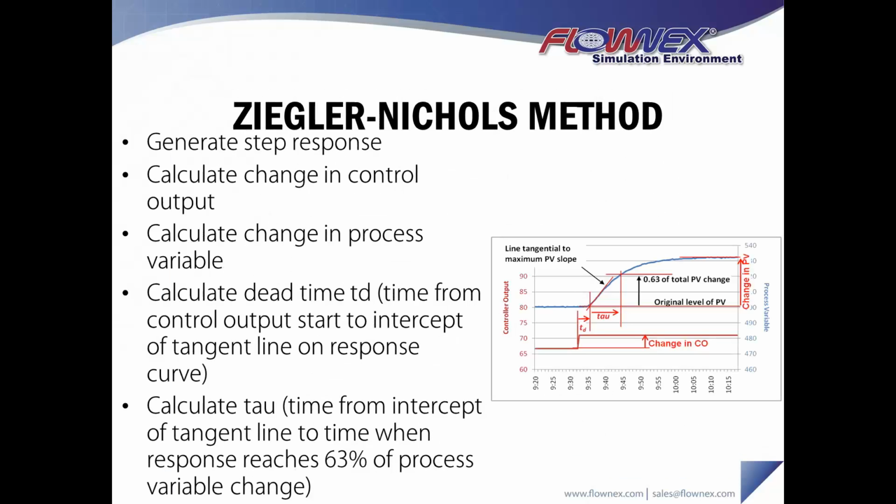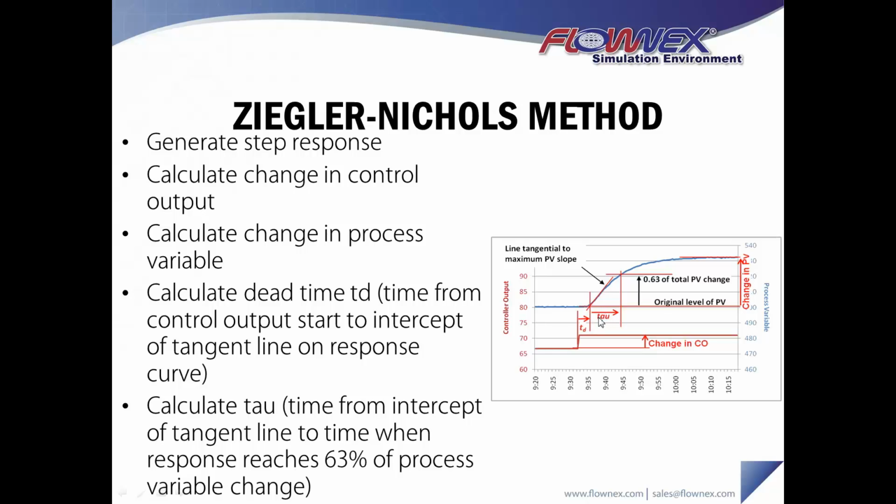Let's look quickly at the Ziegler-Nichols method. You generate a step response, calculate the change in your control output, calculate the change in your process variable, calculate the dead time, that is the time from your change in control output until the time where a tangent line on the response curve intercepts the original level of your process variable.